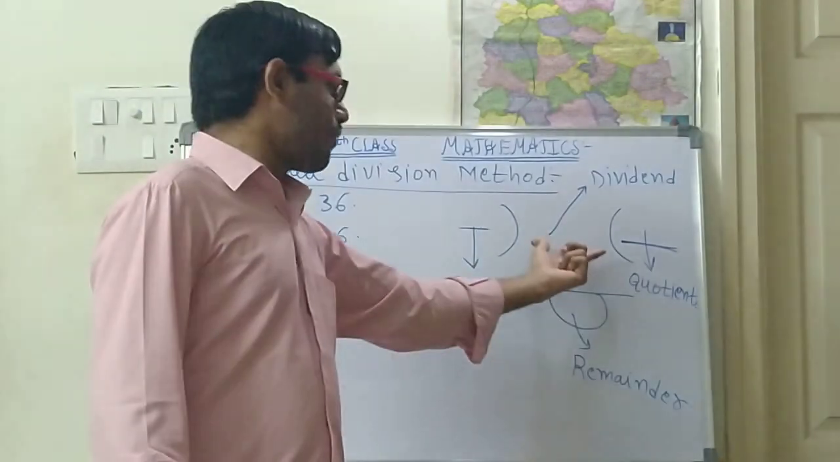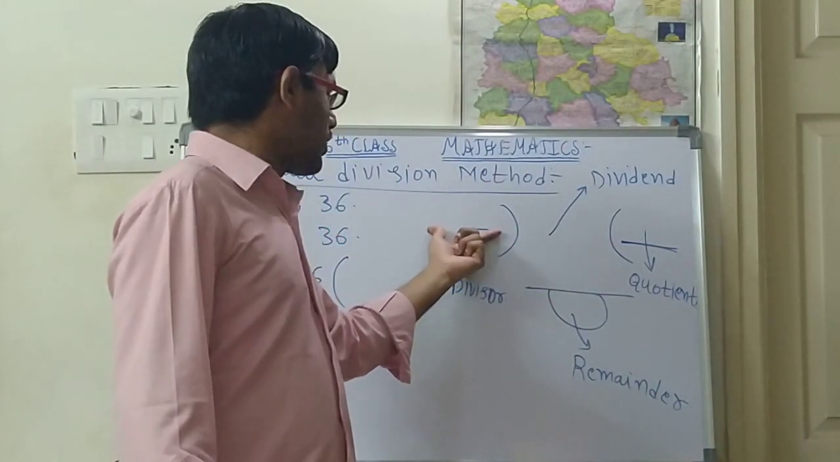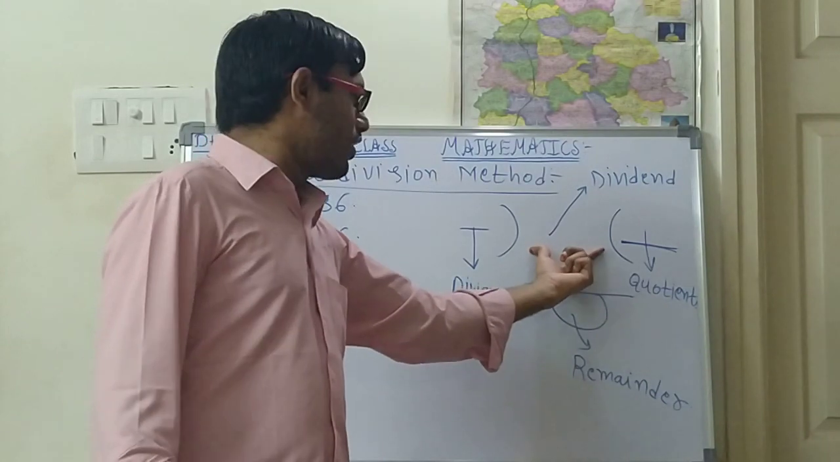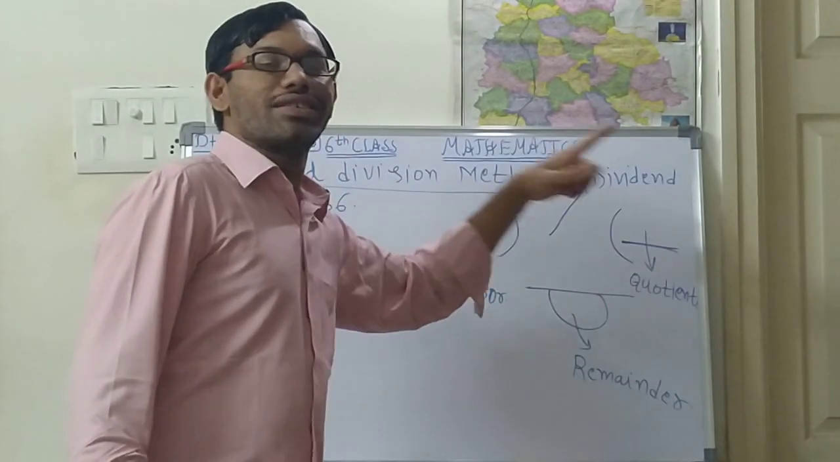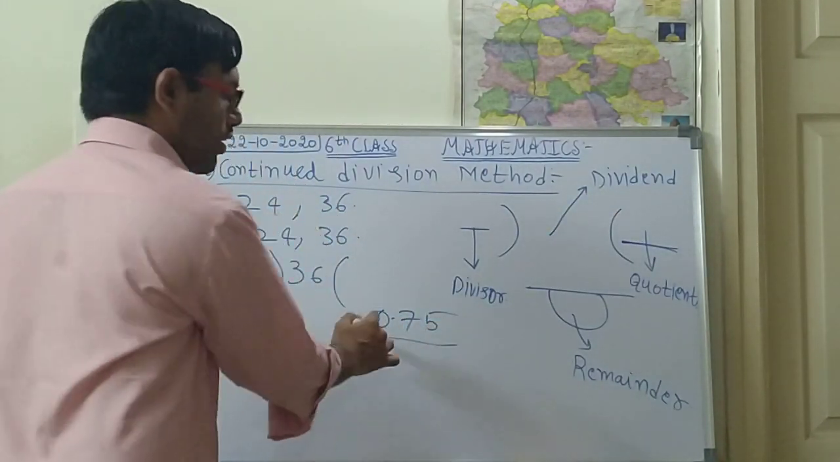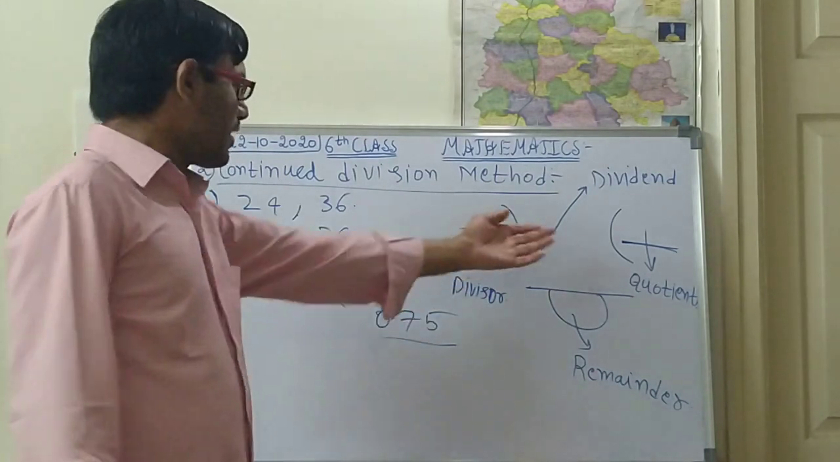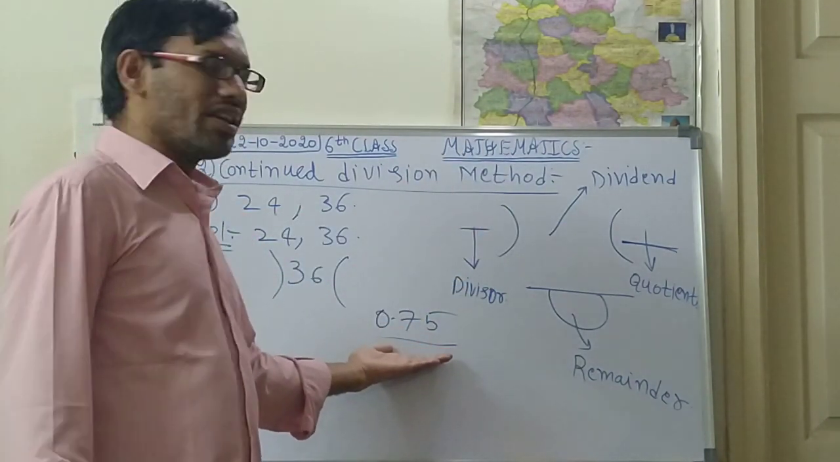Suppose this number is a smaller number than this number, that is, the divisor is greater and the dividend is smaller, you will get the quotient as a decimal number, like 0.75, because that answer will come as less than 1.